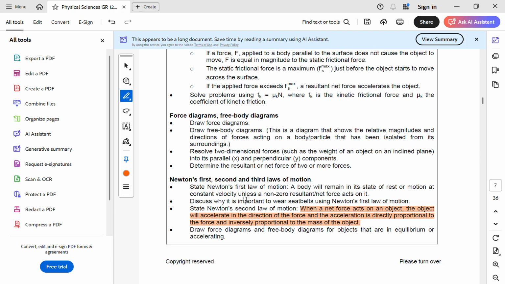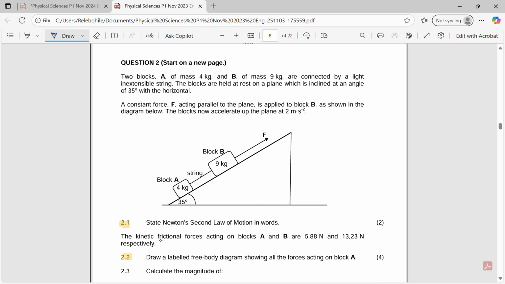And as you can see, guys, we also have here Newton's first law. So you can pause the video and just look at these laws. Okay, and let's now move on to the next question. That was for the definition of Newton's second law.